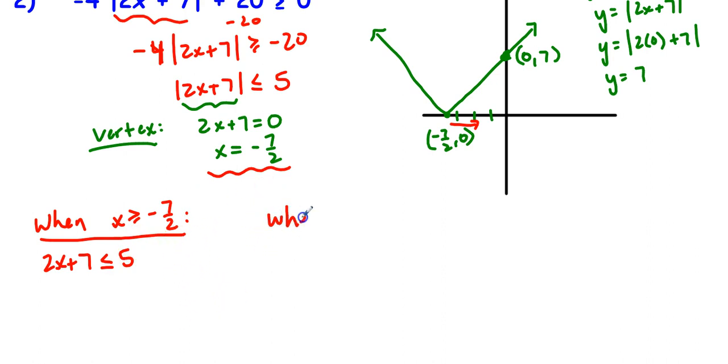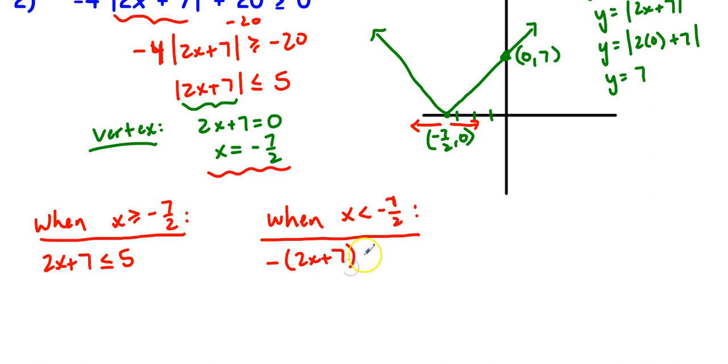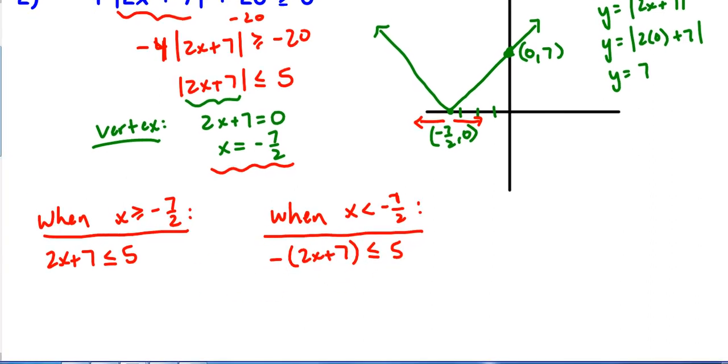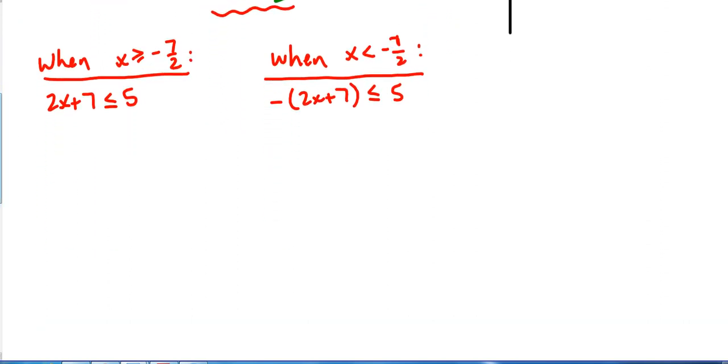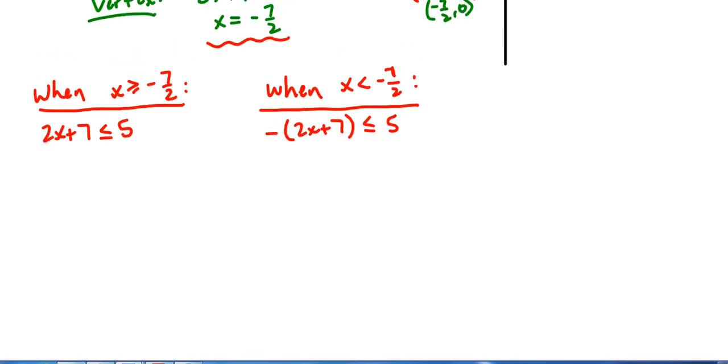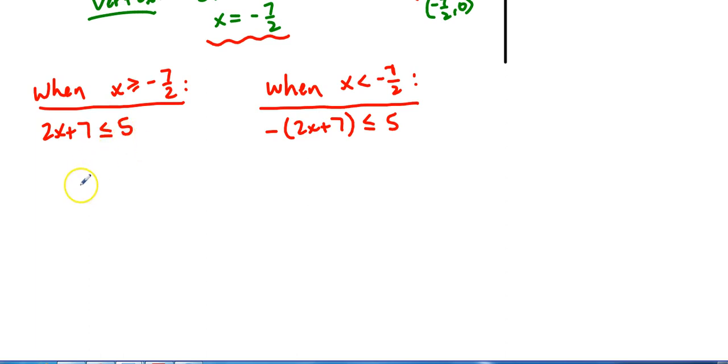And my other case is when I look to the left of the vertex. In other words, when x is less than -7/2. That's my other case, and in that case I use the negative version of whatever's on the inside. So I get -2x plus 7. That's less than or equal to 5. And then we can go through and solve algebraically here. So let's go ahead and do that. 5 minus 7 is going to give me a -2, so 2x less than or equal to -2. And then x is less than or equal to -1. There's one of my possibilities.